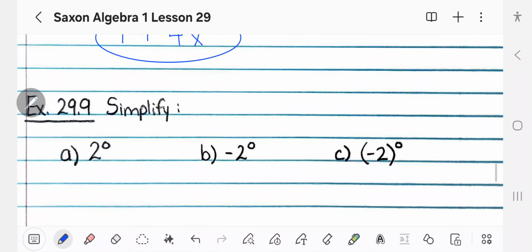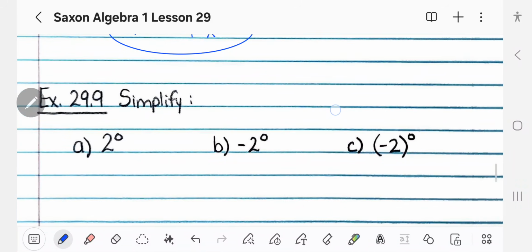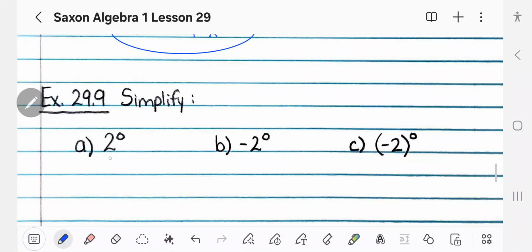And our last example has a couple parts. Simplify these. Any number except 0, to the 0 is just going to be 1. Now, here the 2 is the base. Notice this is not in parentheses. So this is not -2 to the 0, okay? This is the opposite of 2 to the 0. So 2 to the 0 is 1. Let's take the opposite. The answer is -1.